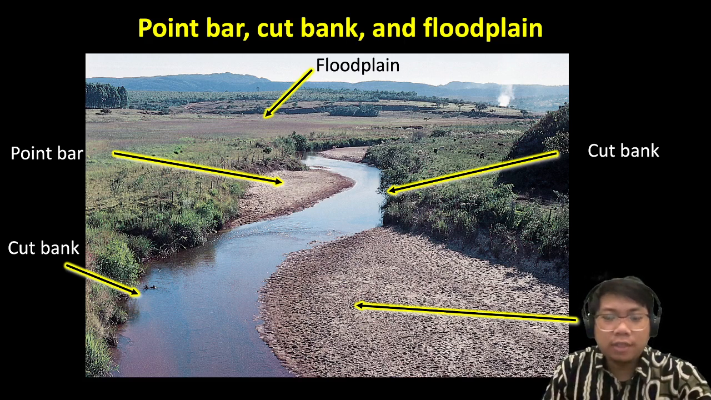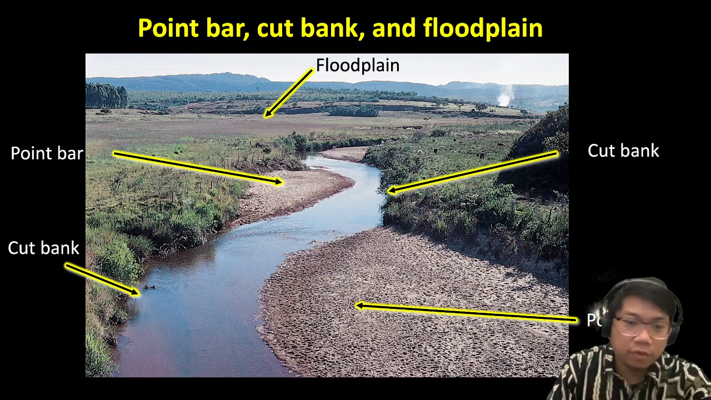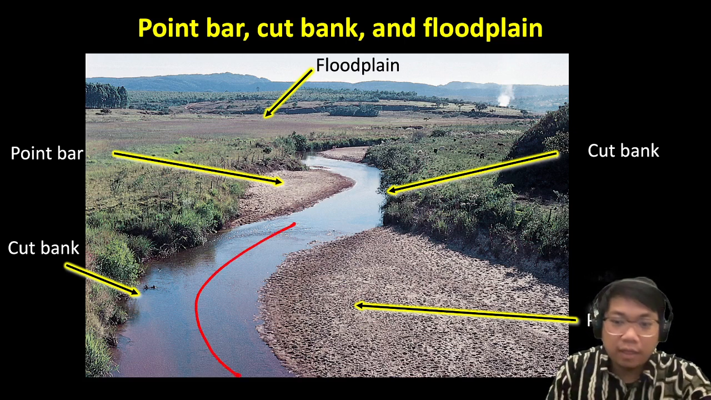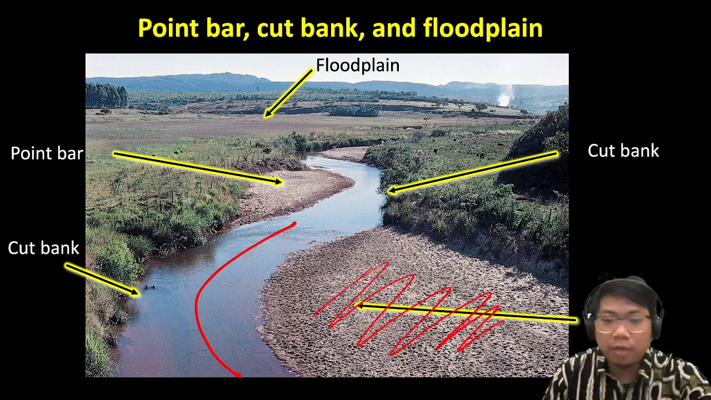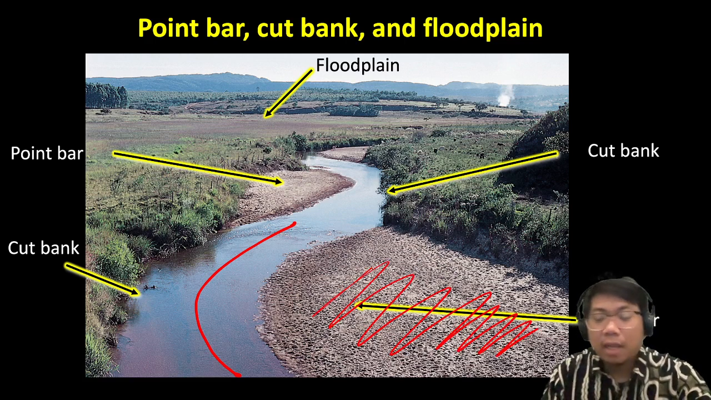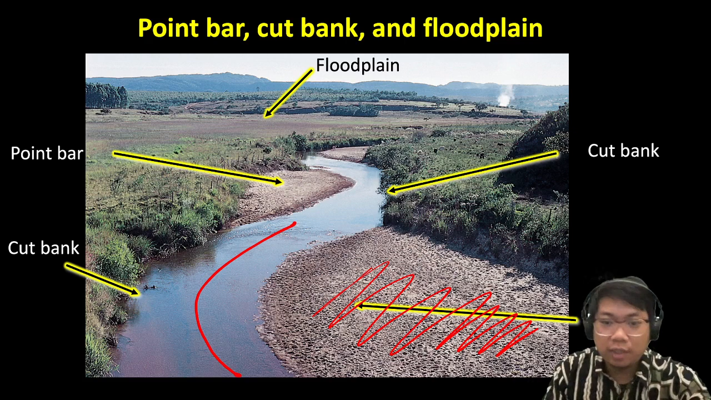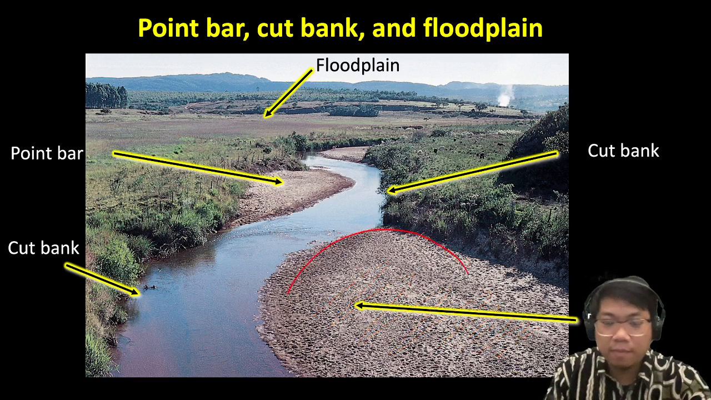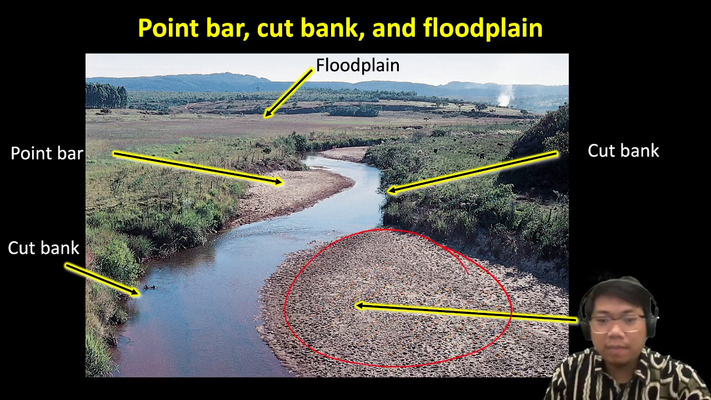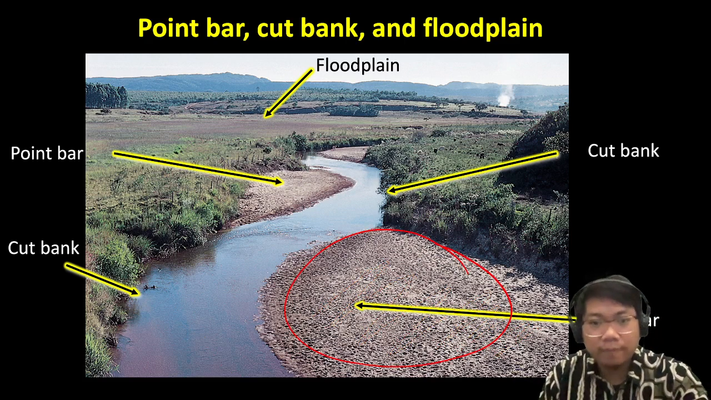Point bars are areas along the river that develop on the inner side of a curve. Okay, so for example, this will be the first curve right here. On the inner side of that curve, we will have a point bar. A point bar is a location where sediments accumulate. Okay, and that is the reason why you see lots of sand or maybe mud being deposited here in the point bar.